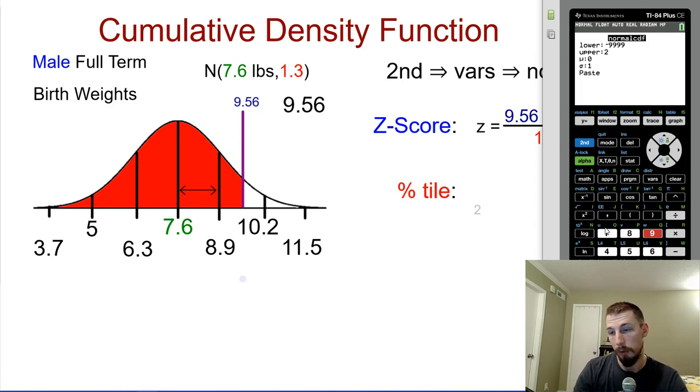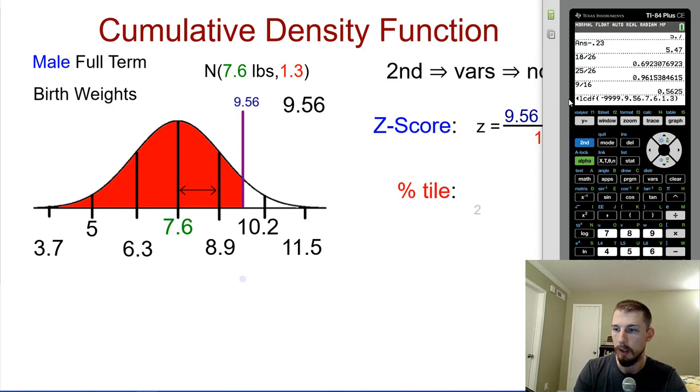Anyway, that's totally fine. It really doesn't matter how far over you go. That will be just fine. Like I said, on this distribution, we could just go to 0 and it would be fine. We could probably even do 3 and it would get all of it. Our upper bound in this case is going to be 9.56. The mean is going to be centered at 7.6 for our distribution with a standard deviation of 1.3. Then hit paste and then hit enter.